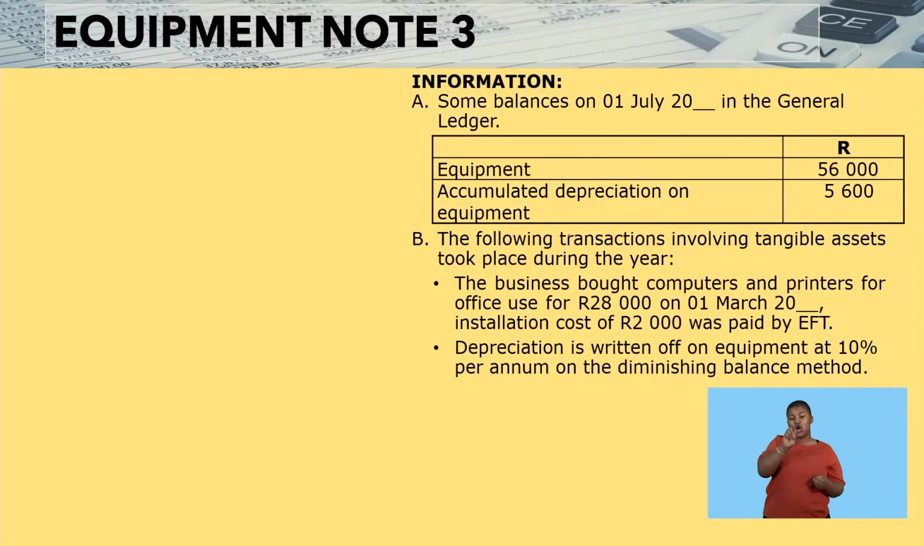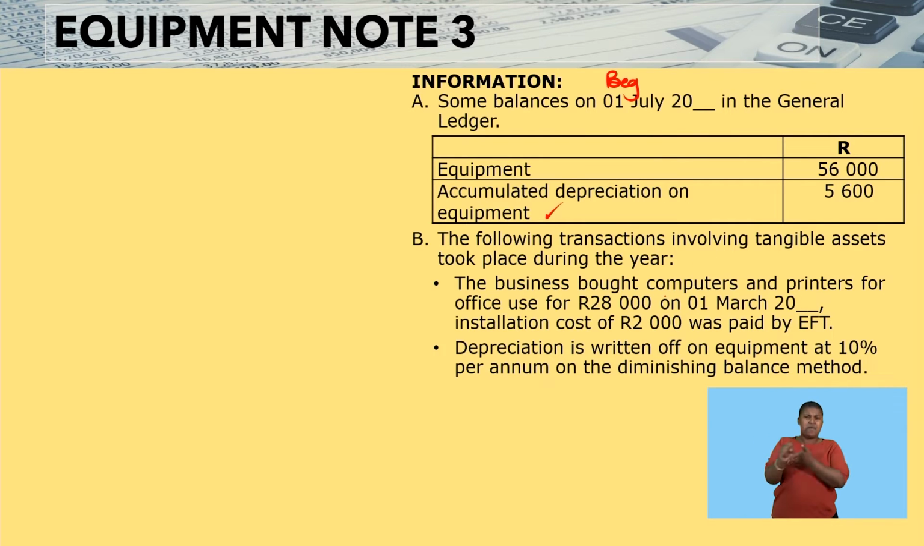Welcome back, dear learners. Before the ad break, we were able to record land and buildings as well as vehicles into note number 3. Now, what we have here is information that relates to equipment, and it reads, some balances on the 1st of July. This is the beginning of the financial year. Then we have equipment as well as its accumulated depreciation. The following transactions involving tangible assets took place.